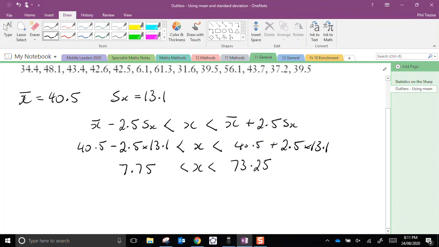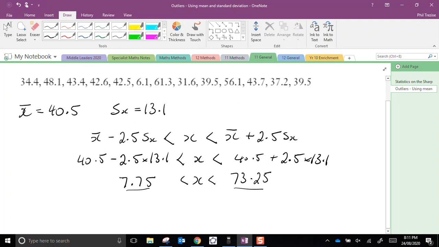Now these two values, 7.75 and 73.25, they're sometimes referred to as the fences. Anything outside the fence is an outlier. So let's take a quick look. We're looking for numbers less than 7.75. There's one. That's all. And now we're looking for numbers greater than 73.25. And there are none. So the only outlier that we've identified is 6.1.